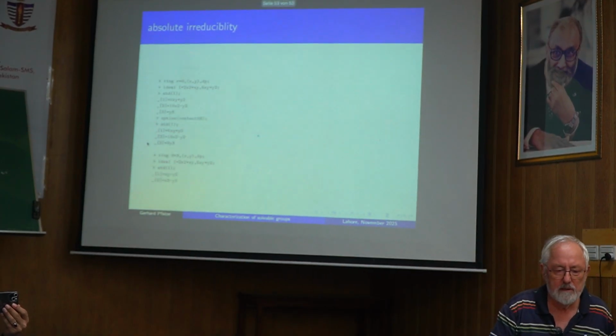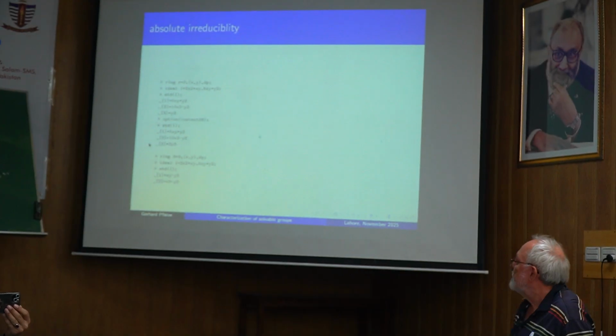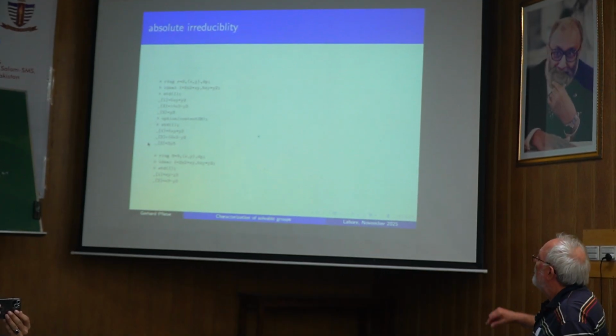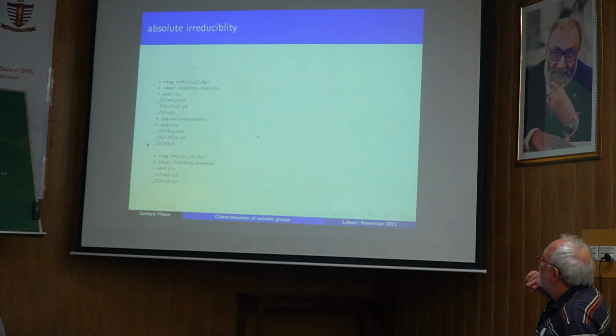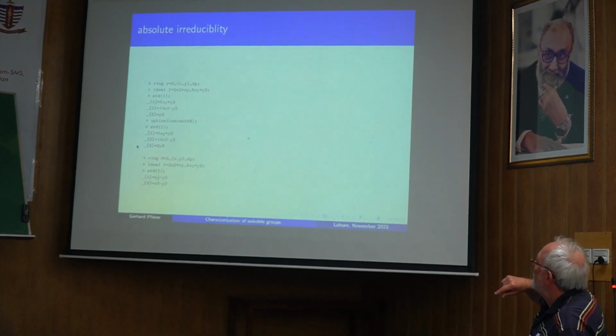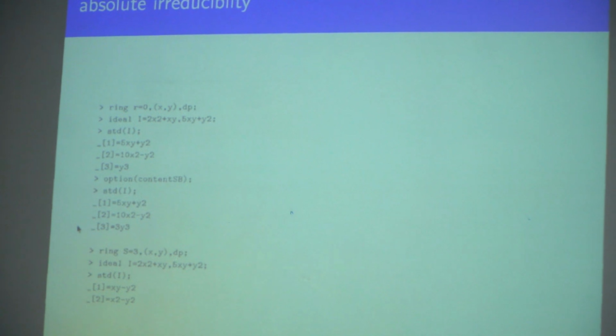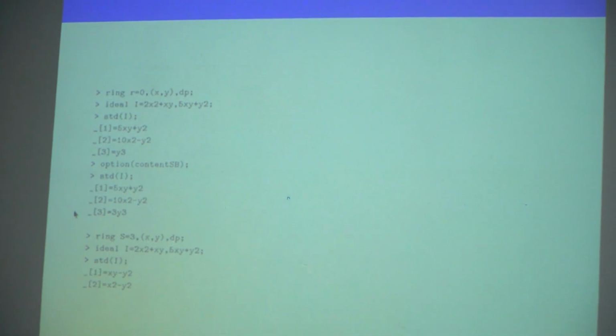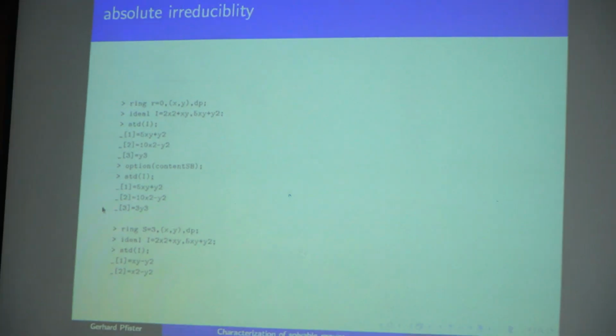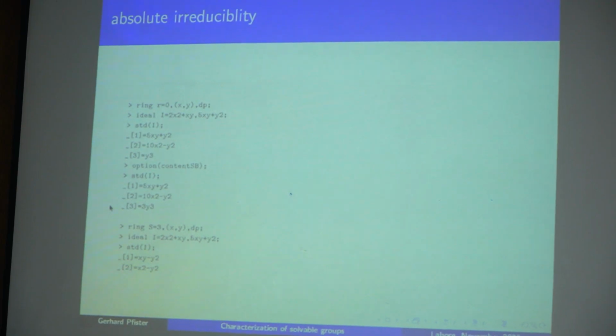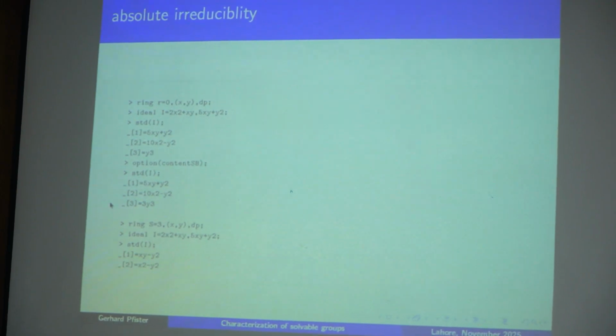So let me show this in a very simple example. I take the ideal generated by 2x squared plus xy and 5xy plus y squared and compute a Gröbner basis. And the result is 5xy plus y squared, 10x squared minus y squared, and y cubed. That is the normal way to compute it.